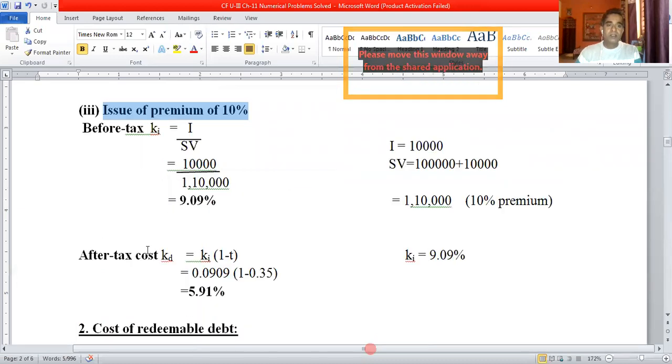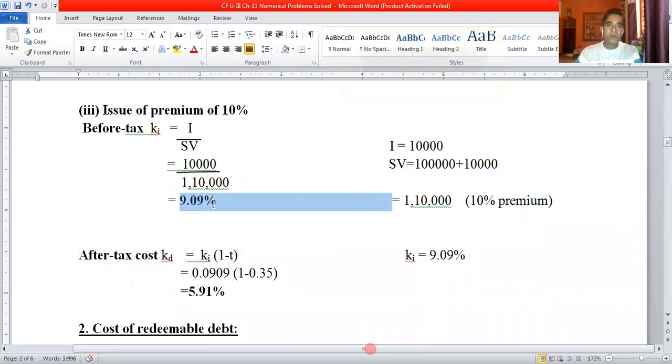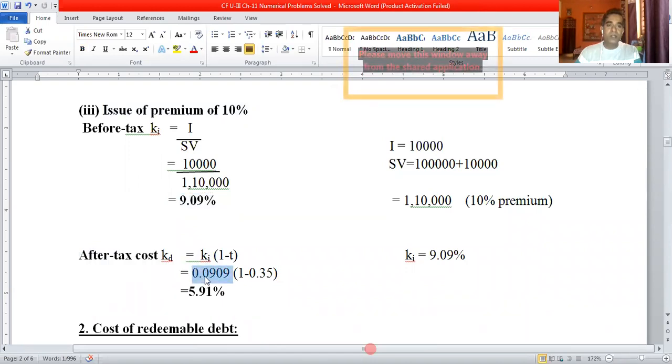Similarly now, the after tax cost of debt, Ki into 1 minus T. We have calculated Ki here as 9.09. If we rewrite it in decimals, it will be 0.0909 into 1 minus 0.35, where 0.35 is the tax rate. If you simplify it, the answer will be 5.91%. The after tax cost of debt Kd is 5.91% when the debt is issued at 10% premium.